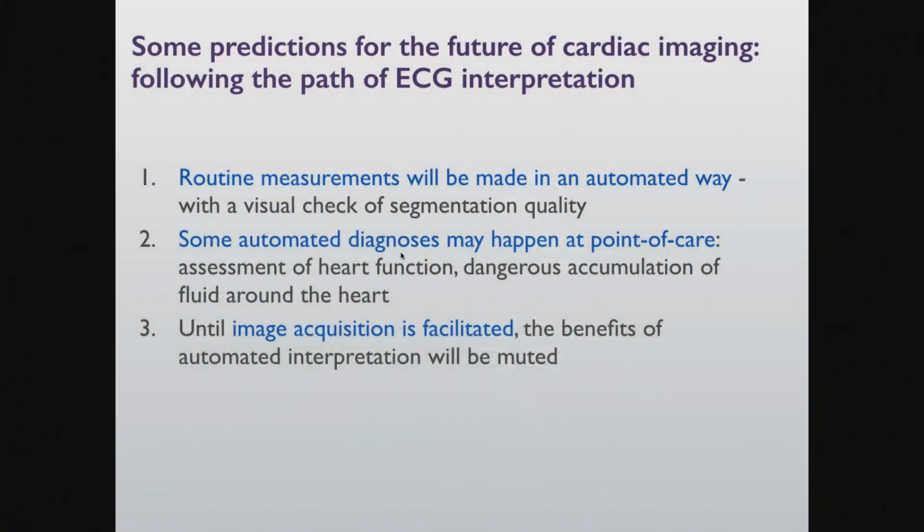So I think a lot of these routine measurements are just going to be done in an automated way. In our software, you can already put out a little picture, overlaying the segmentation on the original image, and say how good it looks. So that's easy. And then this idea of point of care automated diagnoses can make some sense around emergency situations. Maybe you need a quick check of function. Maybe you want to know if they have a lot of fluid around the heart and you don't necessarily want to wait.